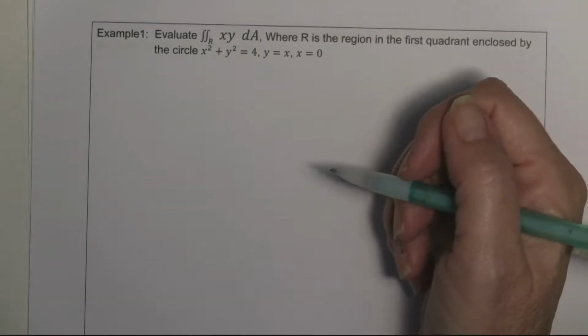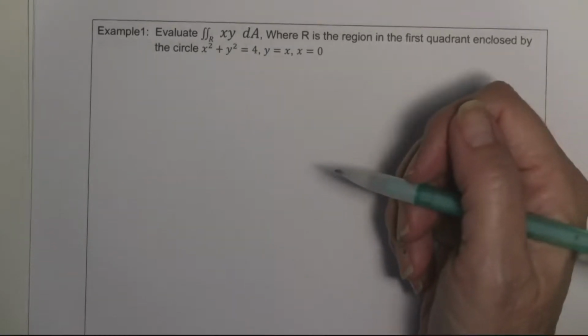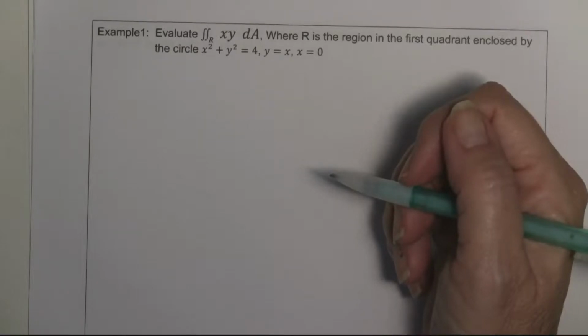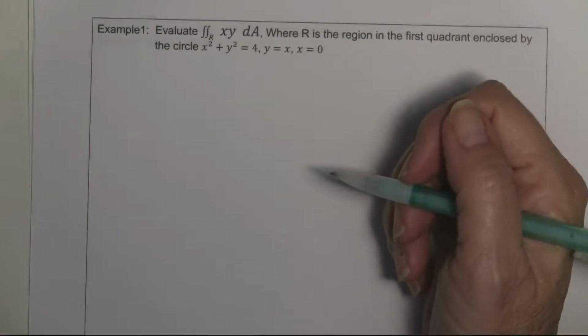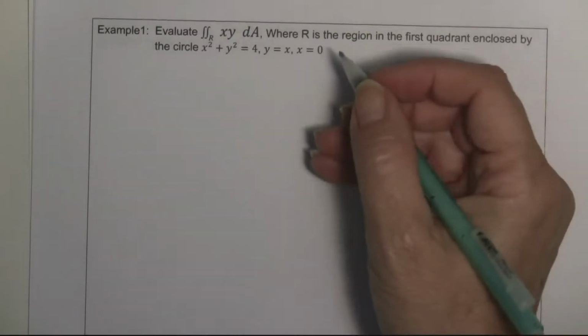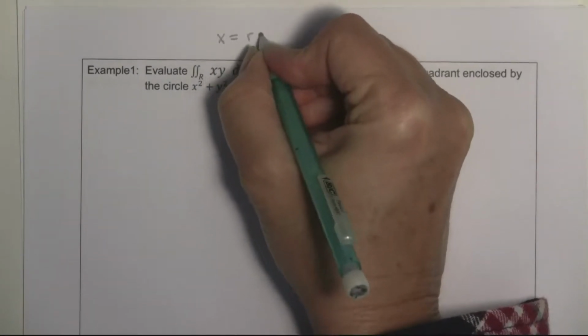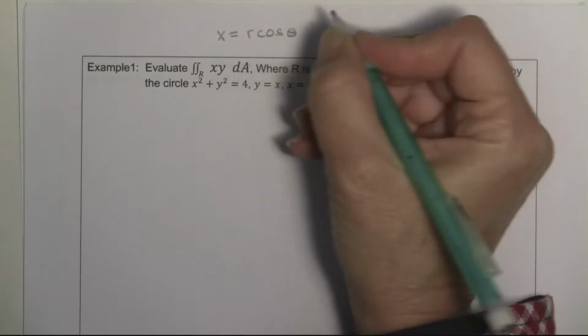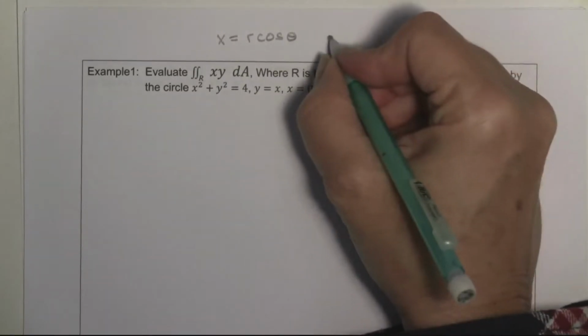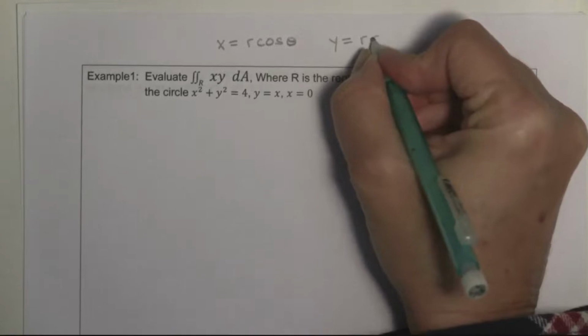Okay, so this is example 1, and so we're going to check out example 1. I just want to remind you, I'm just going to put that up here. X equals r cosine of theta. Am I right on that? Check it out, make sure. And y equals r sine of theta.